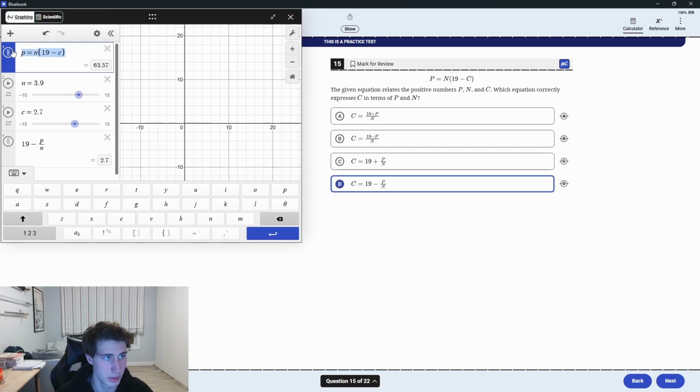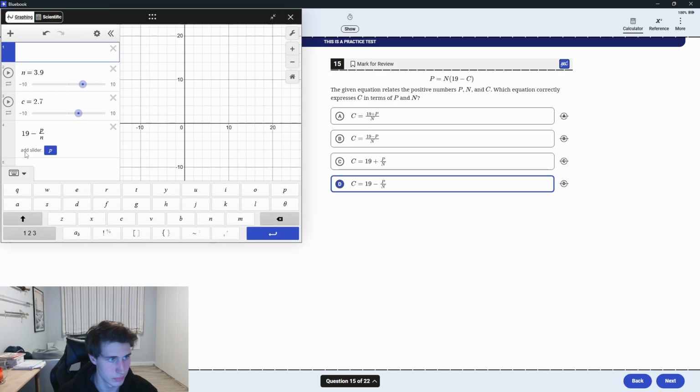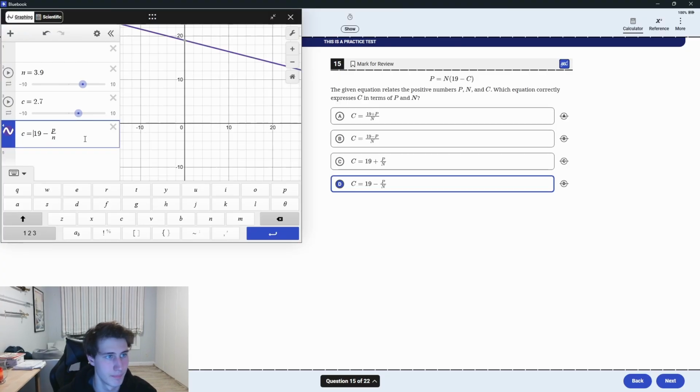So you could type in the original equation here, and you get 63.57. Then you can delete this equation, and then type in that.